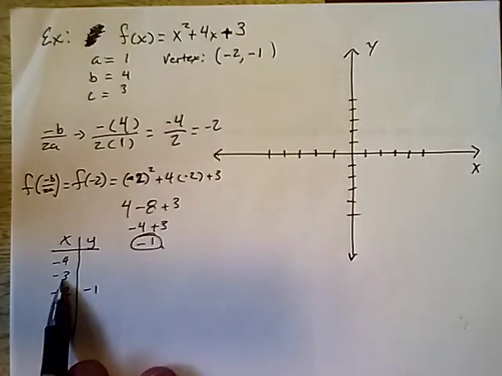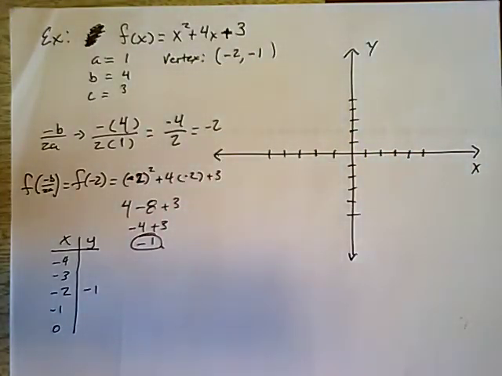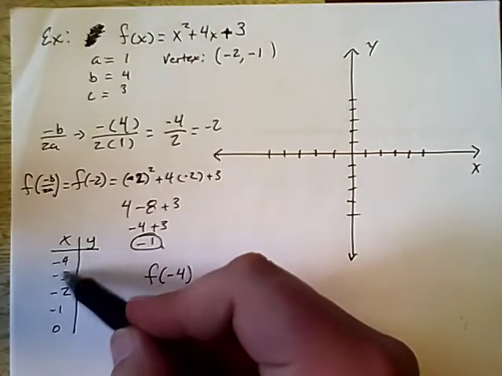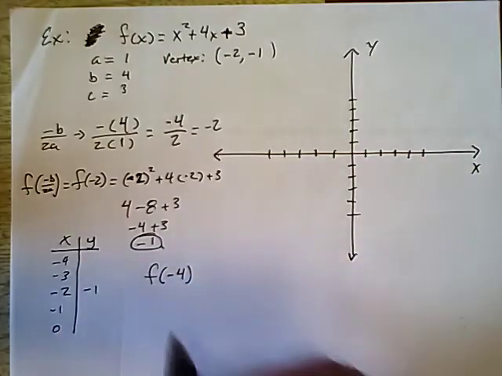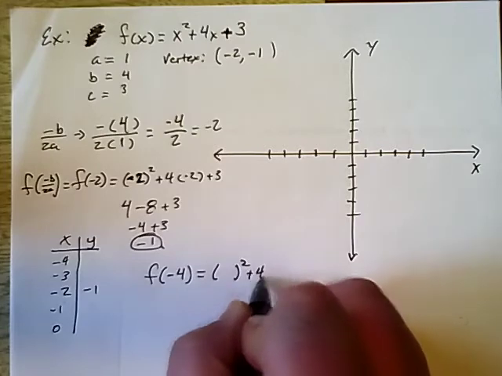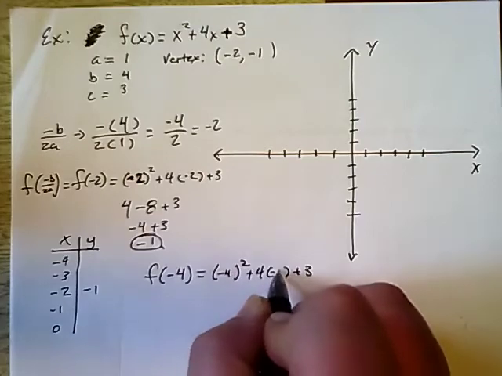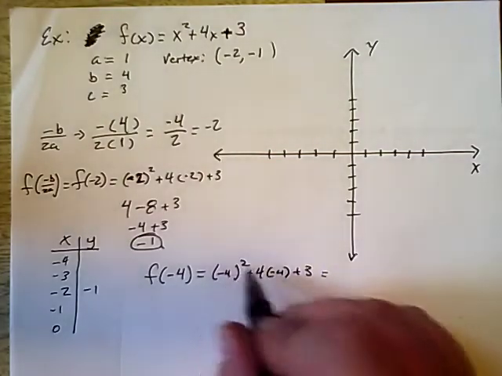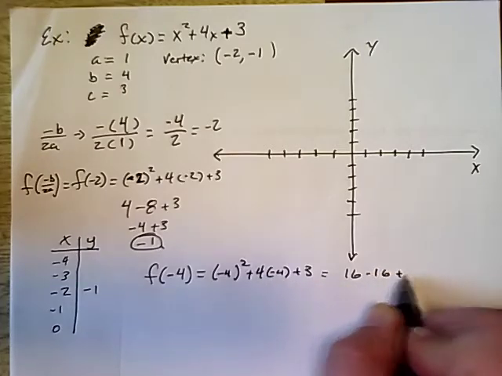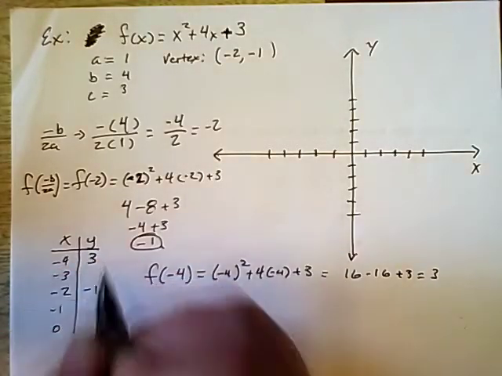So I plug these numbers back into the original, and we get the y value back out. So f of negative 4, I'm just going to go down the line, negative 4, negative 3, negative 1, and 0. F of negative 4 is parentheses squared plus 4 times parentheses plus 3. Put a negative 4 in there, negative 4 in there. Negative 4 squared is a positive 16. 4 times negative 4 is a negative 16 plus 3. Well, 16 minus 16 is 0, so I get a 3 back out. So I put a 3 right there.